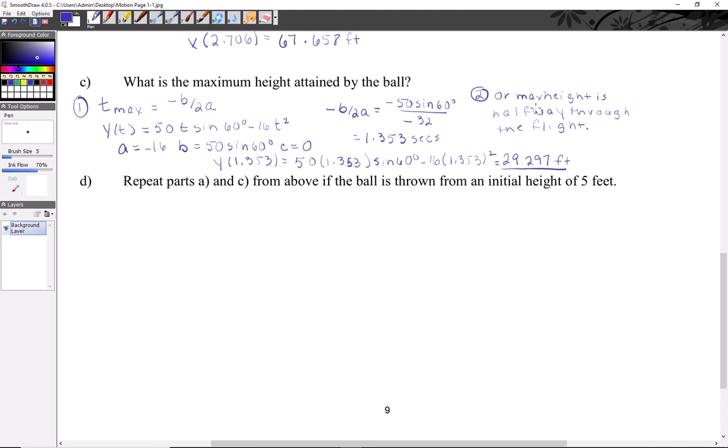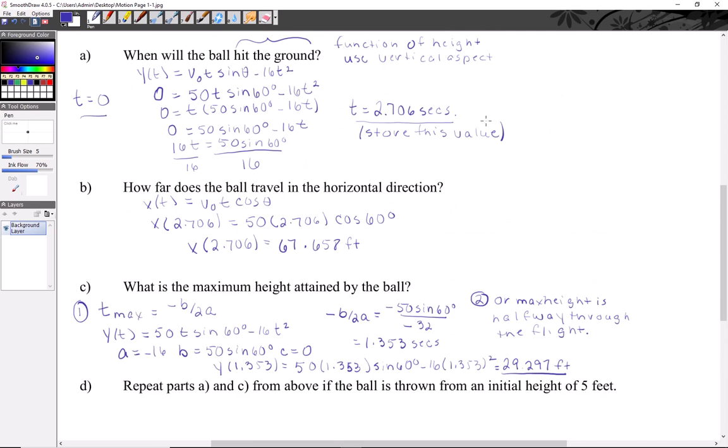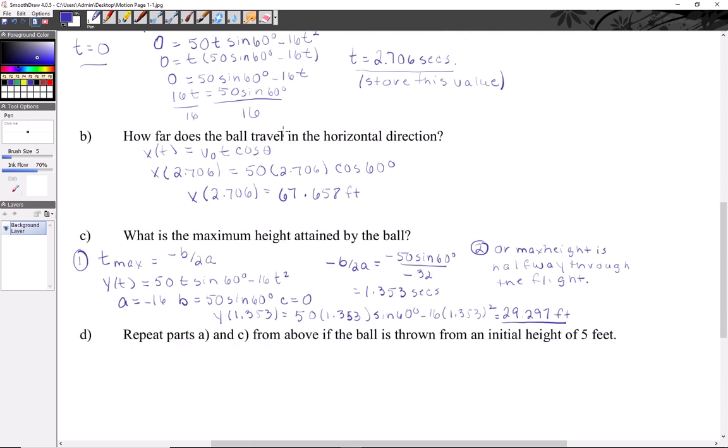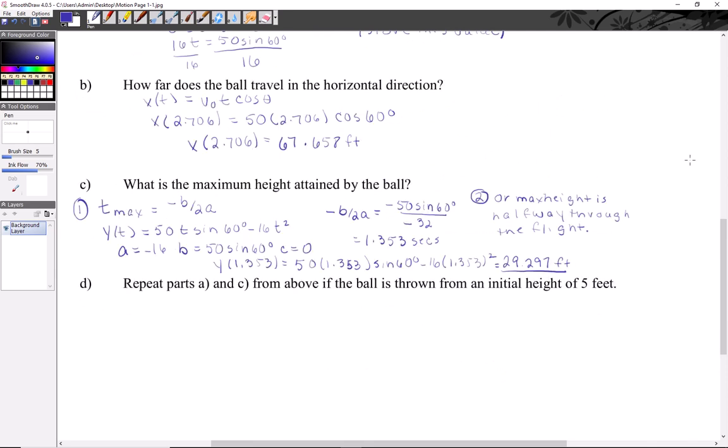All right, and we already know the time for that, so if you just take that time up here that we had calculated earlier, and just divide it by 2, then we can automatically get this value without all of this involvement. So 2.706 divided by 2 is your 1.353 seconds. And once you have that, you can just plug this back in and figure out what the height is in your vertical aspect.